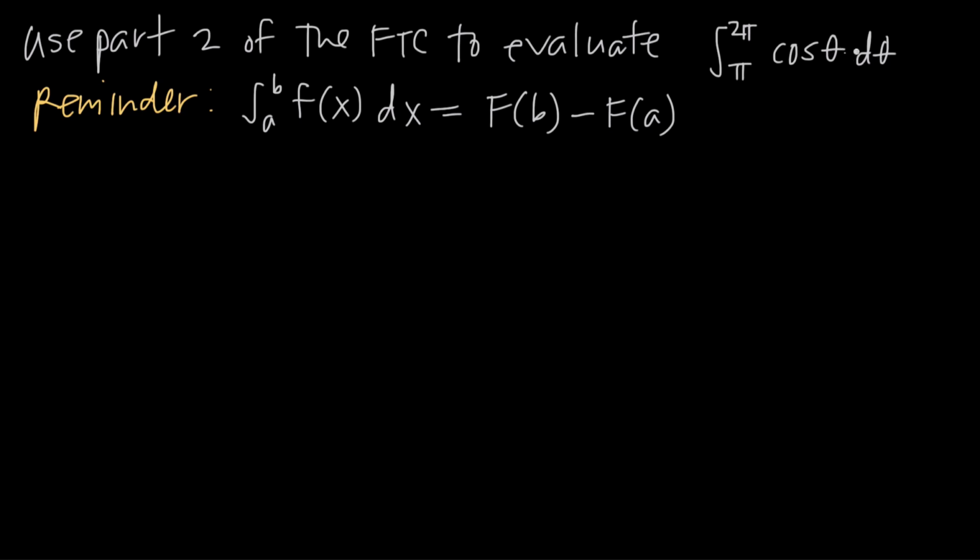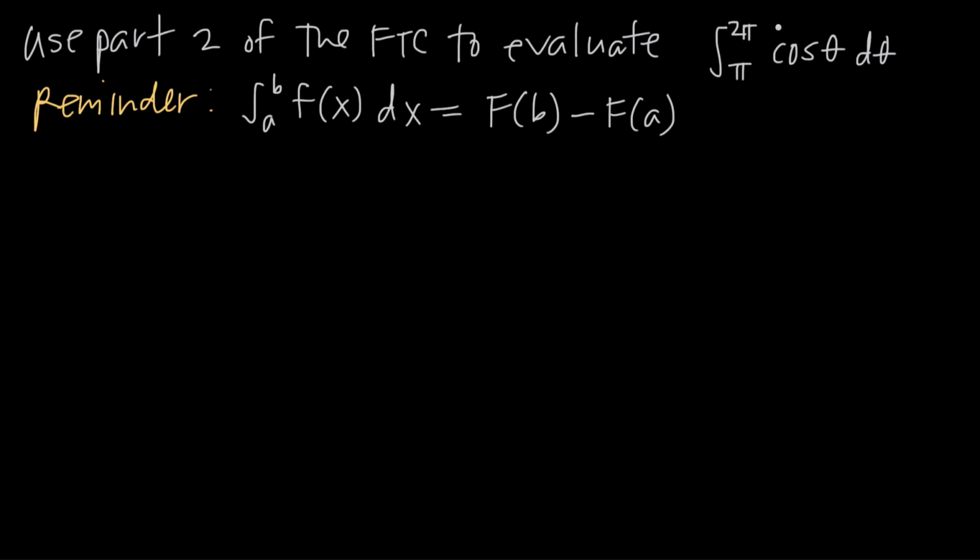So first of all, the variable in this question is theta instead of x, but don't let that throw you. This is just a function in terms of x, and it says integrate with respect to x. Well, here we have a function in terms of theta, and it says integrate with respect to theta. So it doesn't matter what we call the variable, whether it's x or theta or something else, the fundamental theorem is still the same. In this case, a is equal to pi, and b is equal to 2 pi.